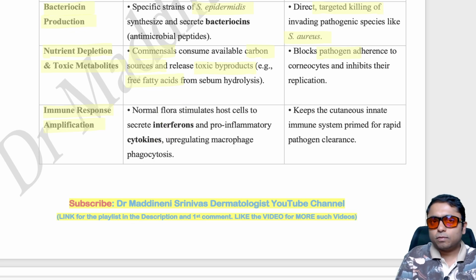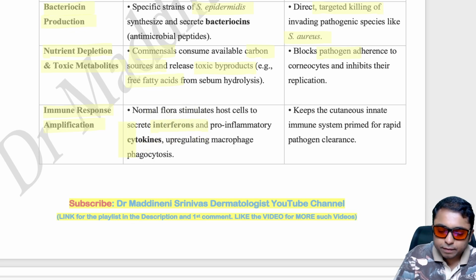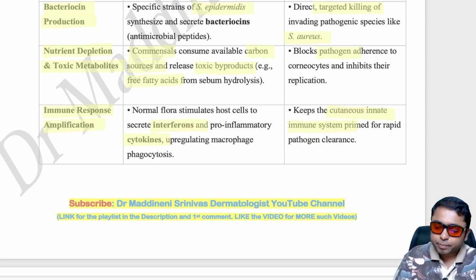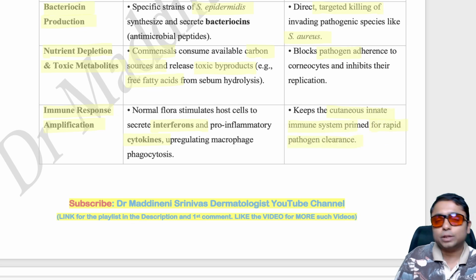These normal flora can stimulate the production of interferons and cytokines, which keep the cutaneous innate immune system in play, and they cause rapid pathogen clearance.